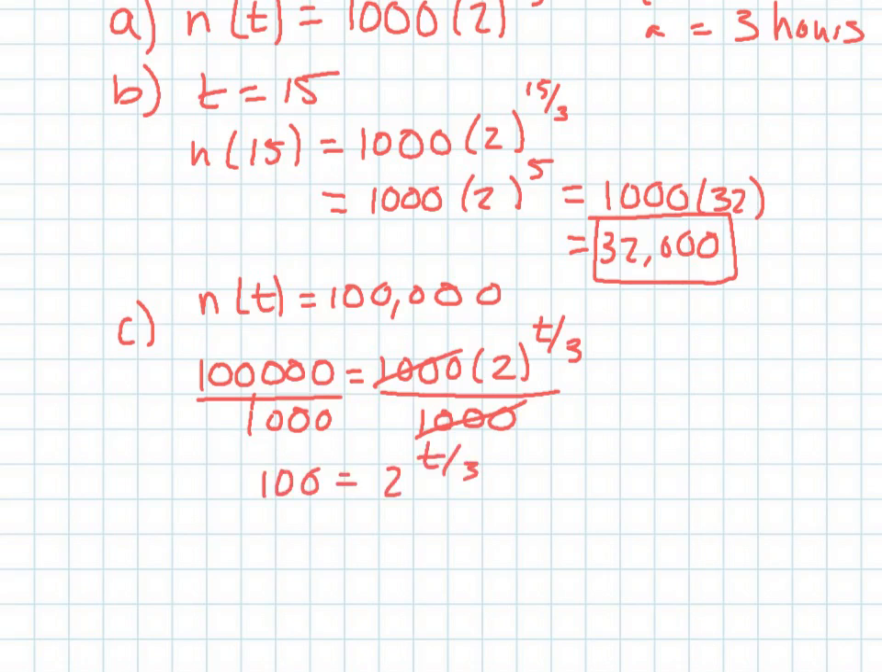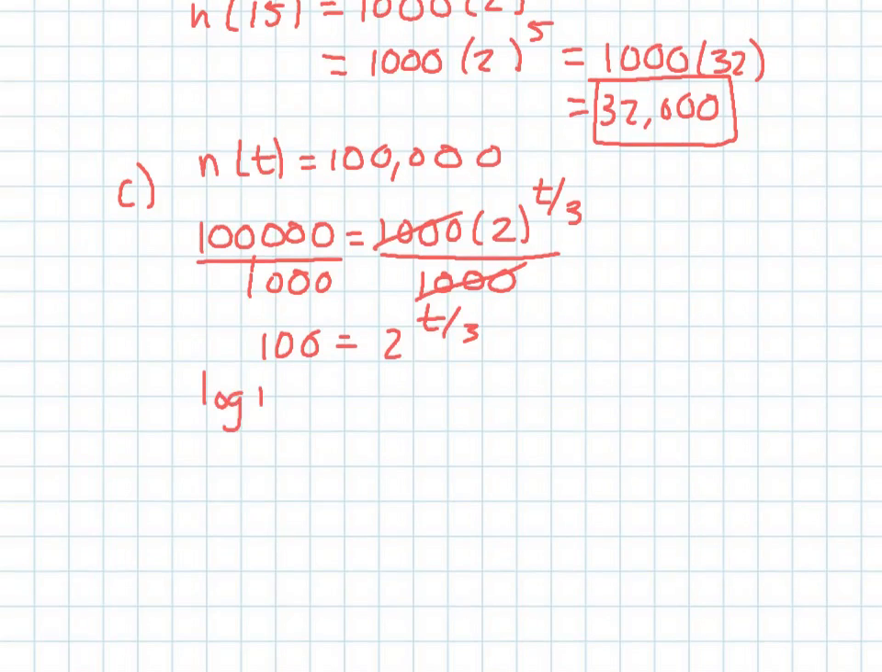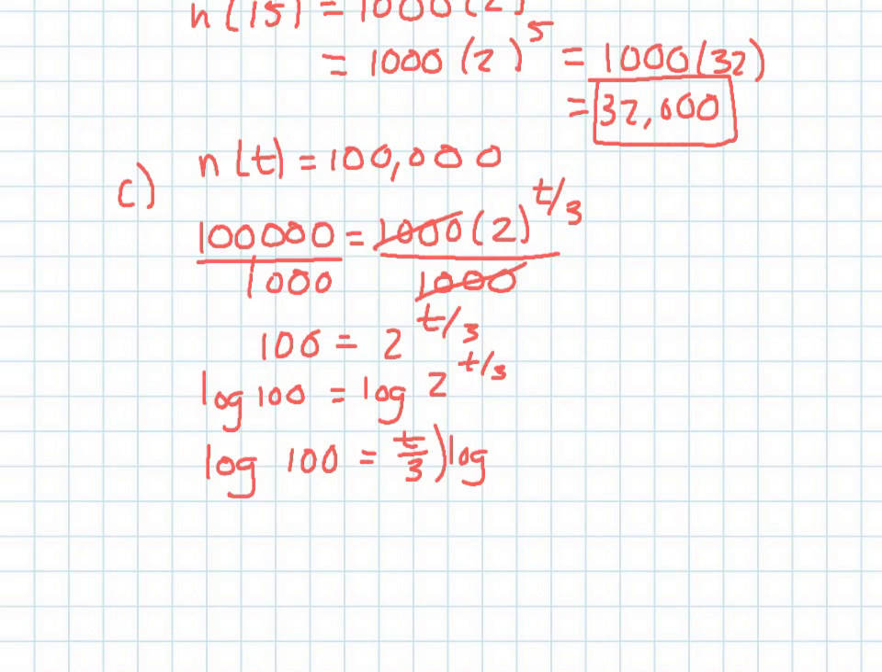And so now I want to take the log of both sides. So log of 100 equals log of 2 to the t over 3 power. Now I can use my power property and move the t over 3 down. Now I want to move my log of 2 to the other side, and also I need to move my 3 to the other side. So I can divide by log of 2.